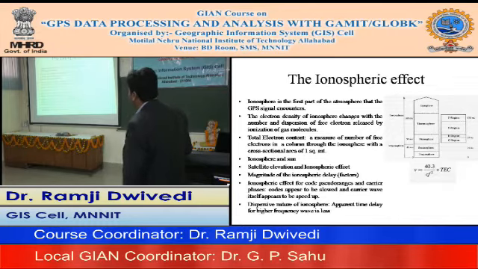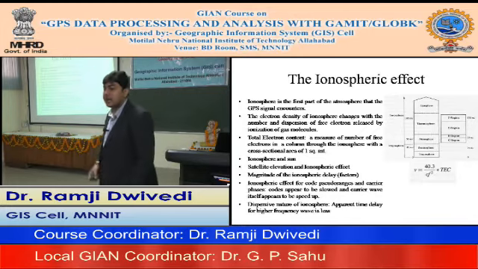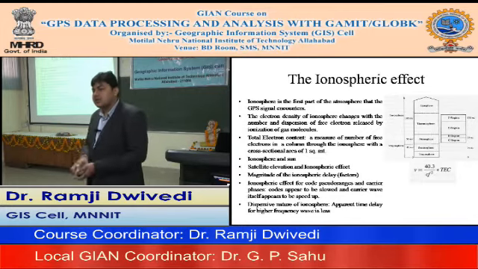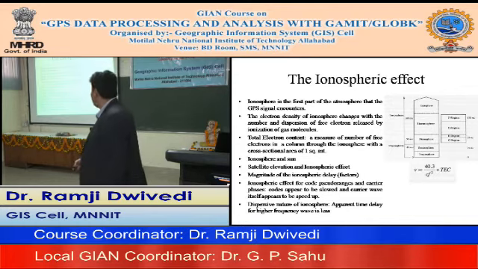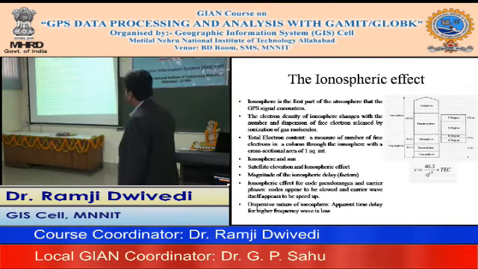It has four regions, properly categorized as C, D, E, F. Generally in the daytime the C or D regions are active because of the ionization of gas molecules, so the electron components are released. Electrons are released, and because of this the daytime is highly active compared to the night time. It is the first part of the atmosphere that the signal encounters after being transmitted from the satellite end.